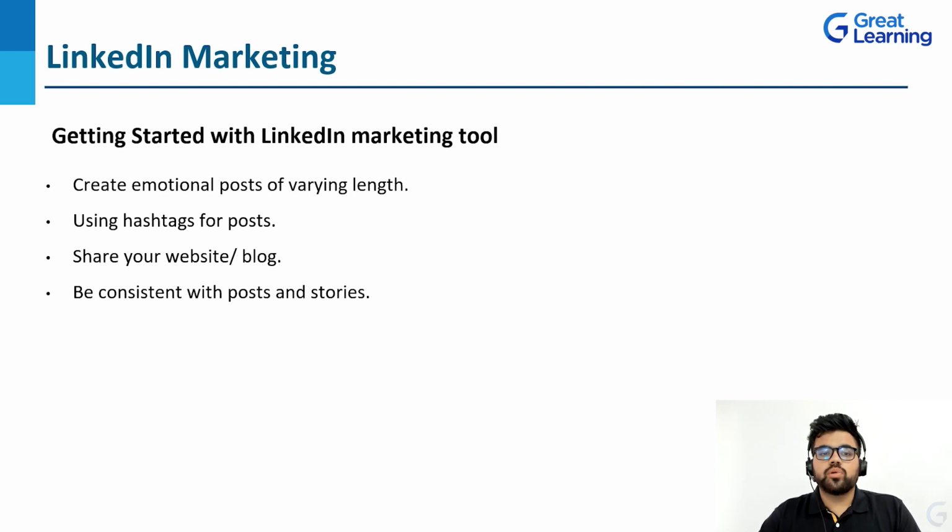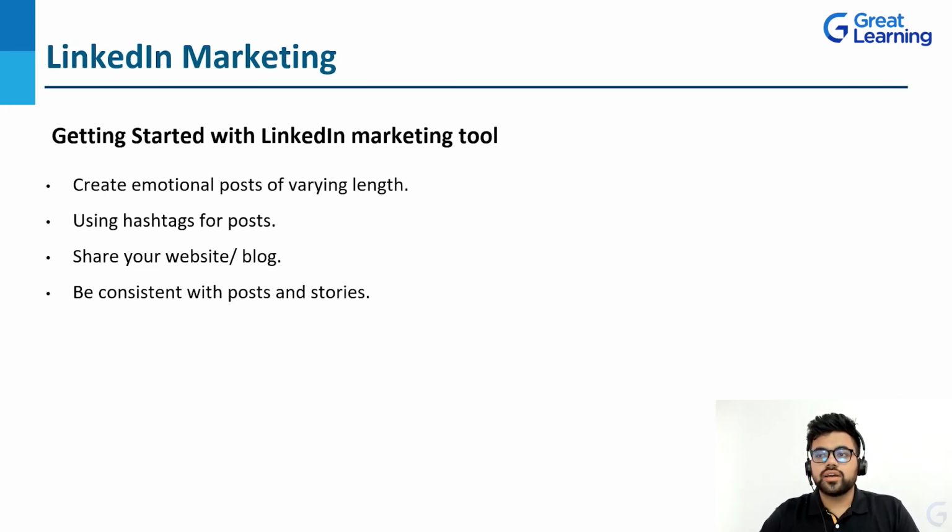The fourth and the final point is be consistent with your posts and stories. LinkedIn is very repetitive. The algorithm is also very repetitive. So you need to understand what the algorithm wants. You need to make sure the keywords that you're using are good enough to make your post visible to a lot of people. You need to be consistent.